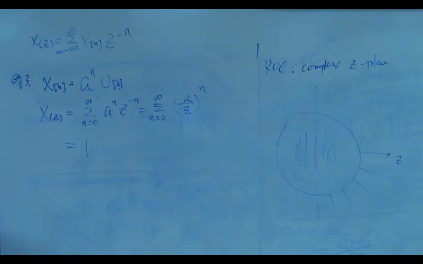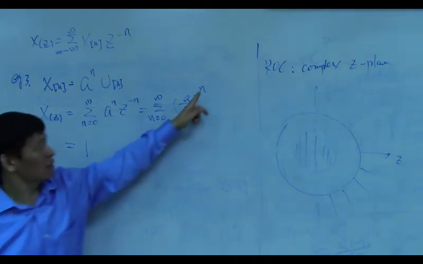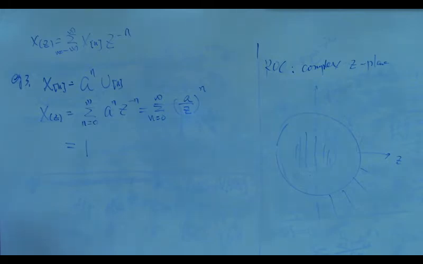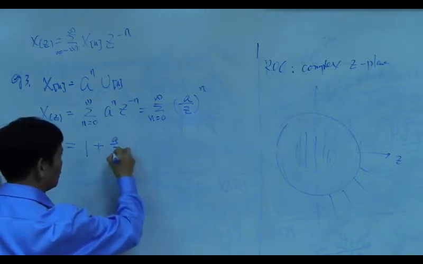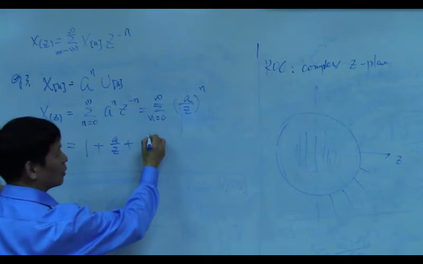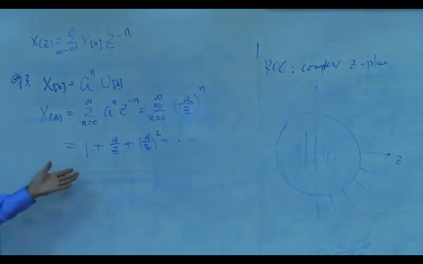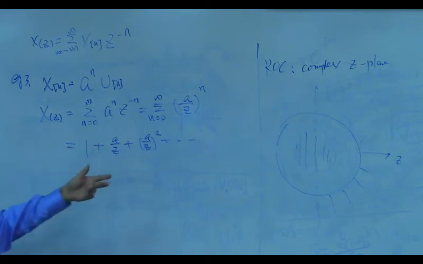Again, the purpose in the class is to help you solve the problems. Don't write. So the first term is 1, right? When n equals 0, this equals something to the 0, which equals 1. Okay. Then what's the second term, when n equals 1? A over z. Okay. Now, what's the next term? A over z squared. Perfect. Then we have infinite terms. That is the sum of infinite terms.